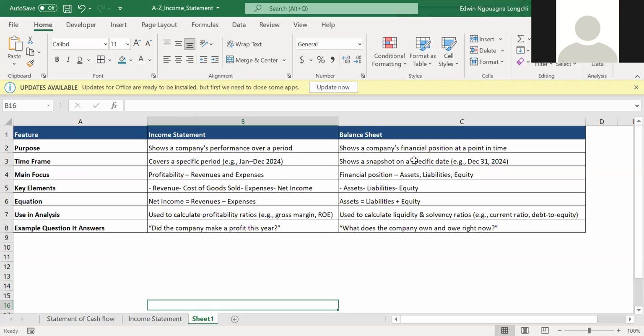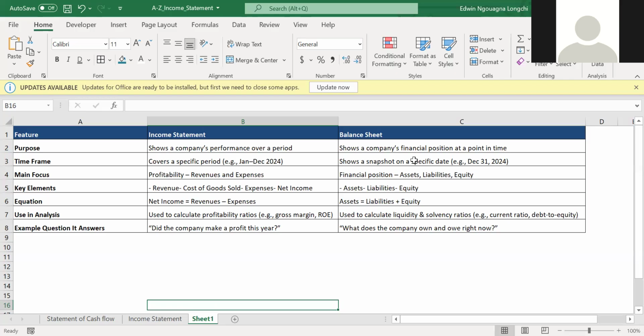Meanwhile, the balance sheet shows a company's financial position at a particular point in time, a snapshot. So it also helps investors because you can just say, okay, I want to know how your company is doing at this point in time, as of today. So as of today, July 4th, 2025, what are your assets? What do you own? What do you owe? How much do you have? That's the balance sheet. So it's just a snapshot of the company's performance at a particular point in time. But the income statement is for a period. That's the difference between the income statement and the balance sheet for the purpose.